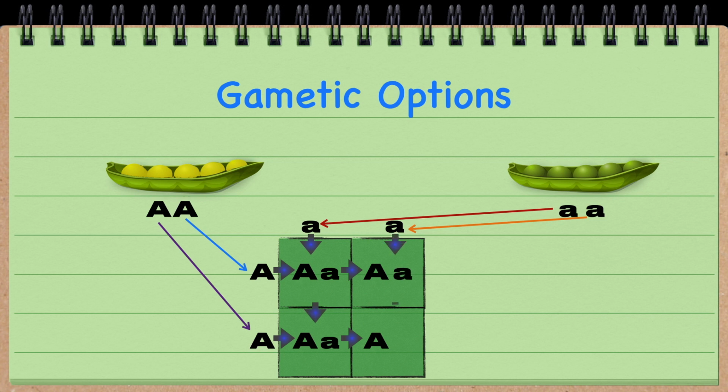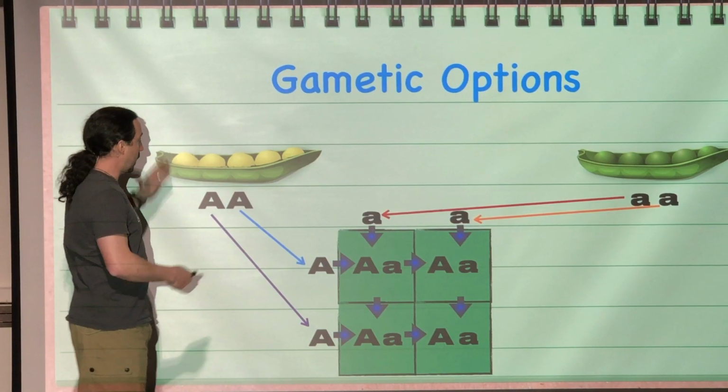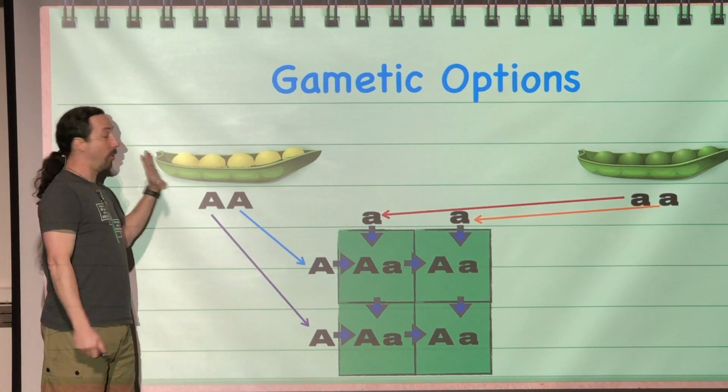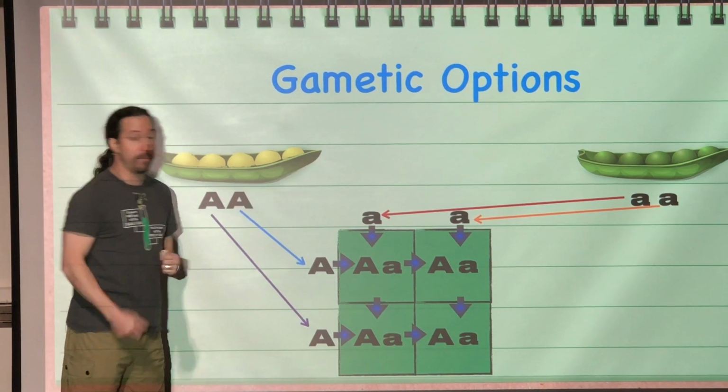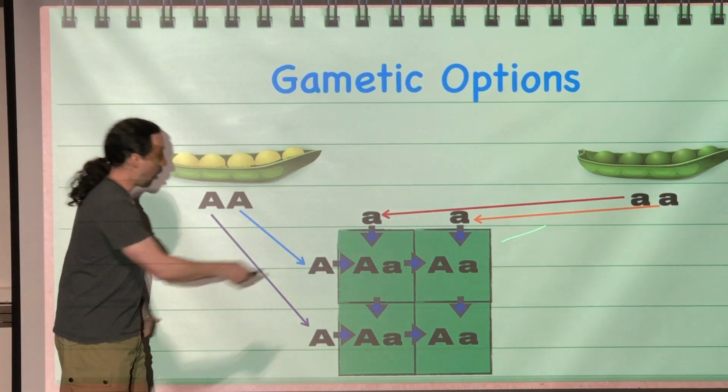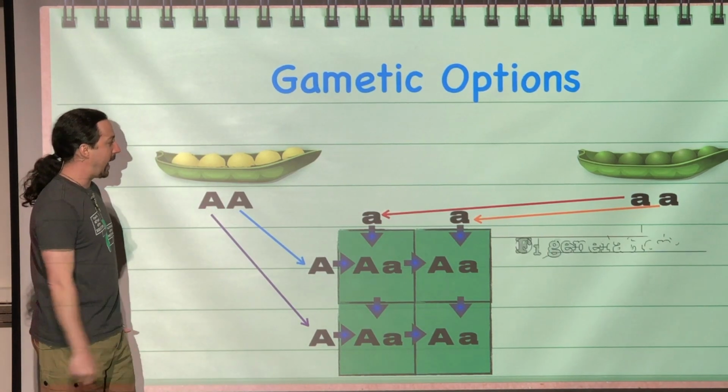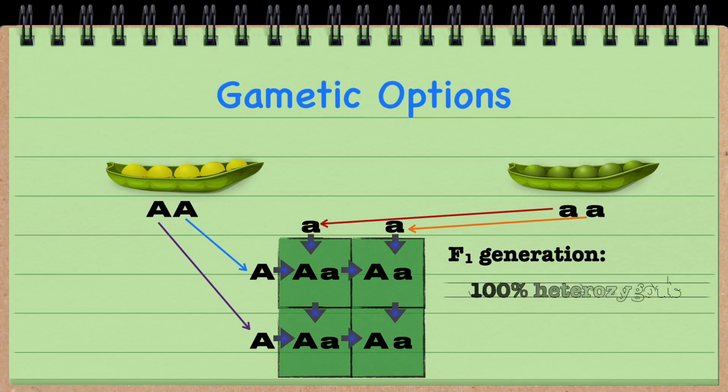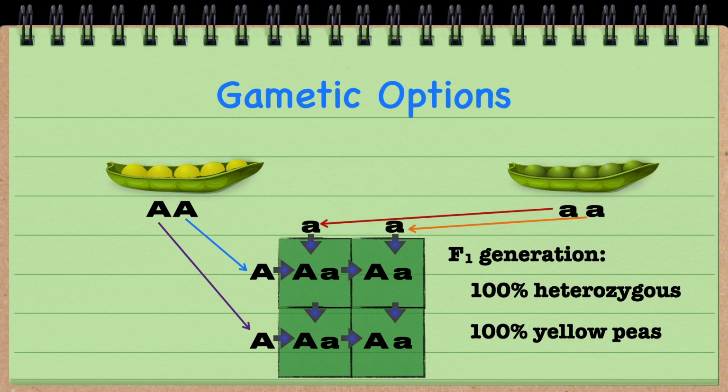to again show that with a combination of one parent being homozygous dominant and the other parent being homozygous recessive, all of the offspring are going to end up being heterozygous. We have a 100% genotypic frequency of being heterozygous.